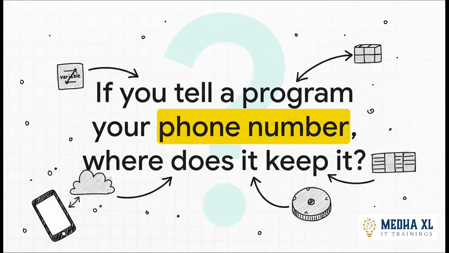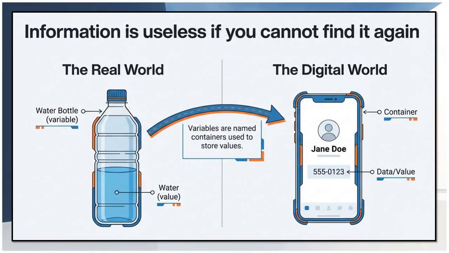So let's just start with a really simple question. You type your phone number into a form, you hit save. Where does that number actually go? I mean, it can't just float around in cyberspace, right? The program needs a specific place to hold on to it, a spot it can find again later. And this, right here, is the core problem we're going to solve today.